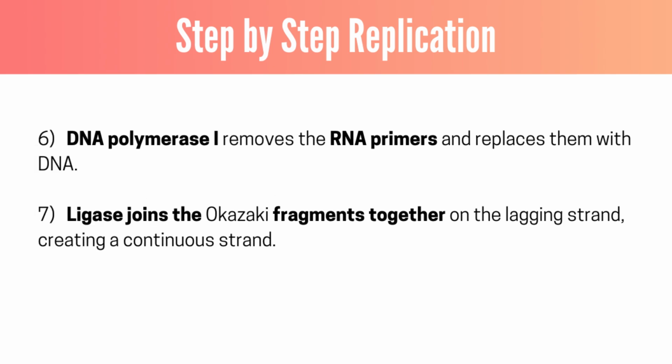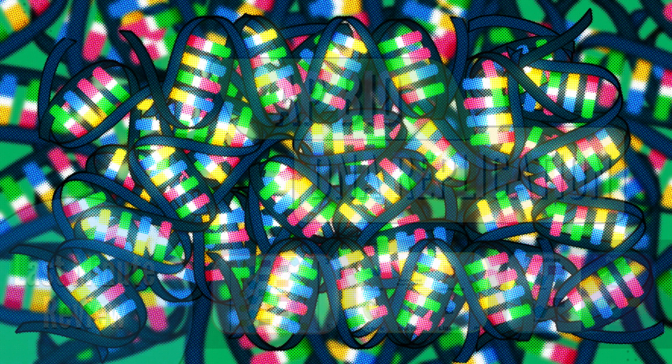6. DNA polymerase I removes the RNA primers and replaces them with DNA. 7. Ligase joins the Okazaki fragments together on the lagging strand, creating a continuous strand that happens on the other side as well.